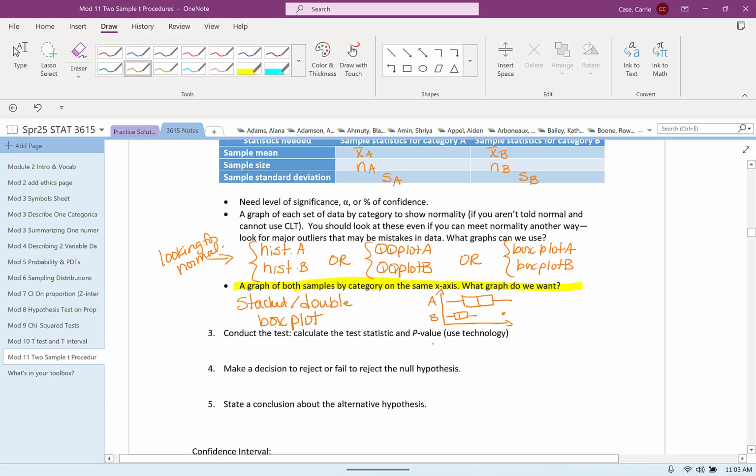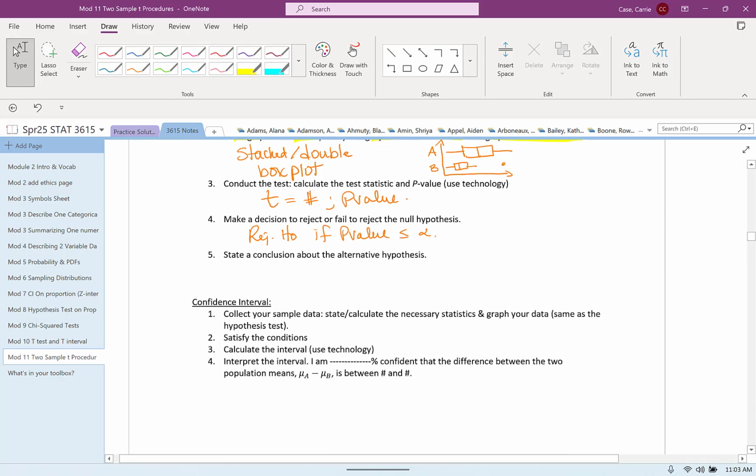Then we conduct the test, calculating our test statistic and our p-value. Our test statistic is a t-test statistic, and our p-value is the other thing that we need. And then we make a decision. Remember, we reject H0 if our p-value is less than or equal to our level of significance, and what the rejection means changes depending on the scenario you have. And then you state your conclusion about the alternative hypothesis. If we reject H0, there is evidence for Ha. If we fail to reject H0, there is not evidence for Ha.